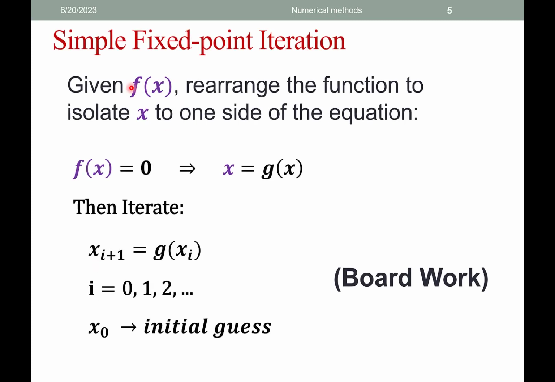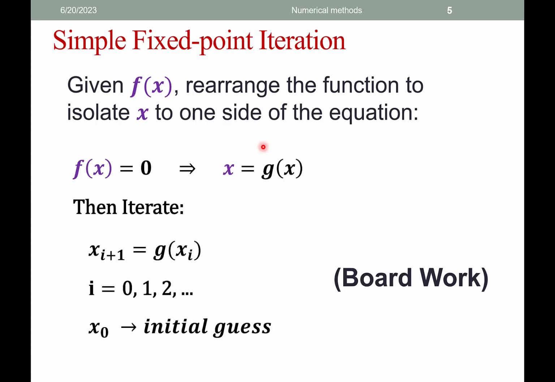All right, so the first method we're going to look at is a simple fixed point iteration. In this method, given a function f of x, we need to rearrange this function to isolate a single x to one side. For example, if I have a function like this, and our goal is to get the function equal to 0, so we're trying to find the zero here. We rearrange it in the form so we get 1x on one side, and on the other side we have whatever is left in the function. In this case, we're going to call it g of x.